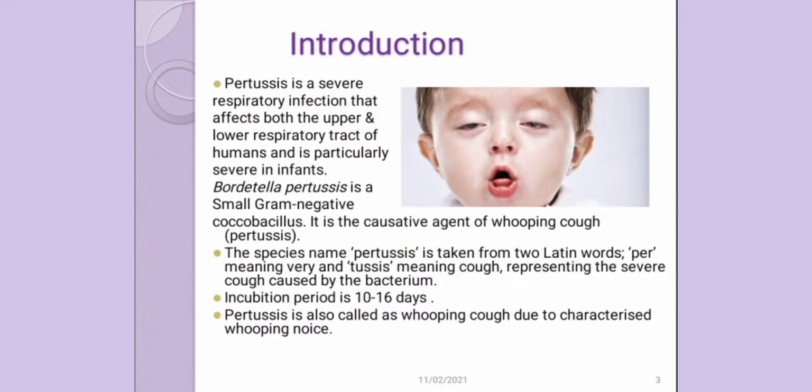Here we can see in the picture that a child is having a cough and trouble breathing, and this disease is called pertussis. Pertussis is a severe respiratory infection that affects both the upper as well as lower respiratory tract of humans, and it is particularly severe in infants of developing countries.